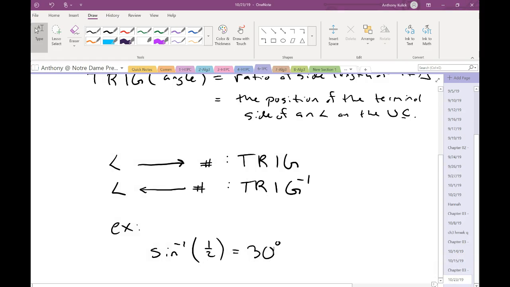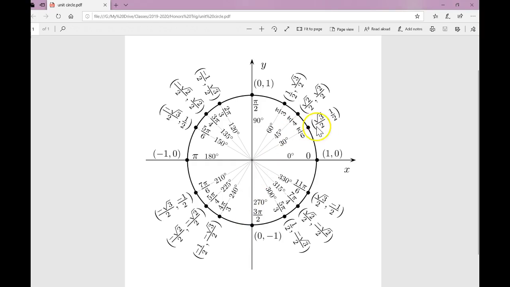One of the things you might notice on the unit circle, we had sine inverse of 1/2 is equal to 30 degrees. But this is not the only place on the unit circle where sine is 1/2, right? It also is over here. Now, can something be a function if I have one input, like 1/2, but I get 2 outputs? No, right? That violates the definition of a function.